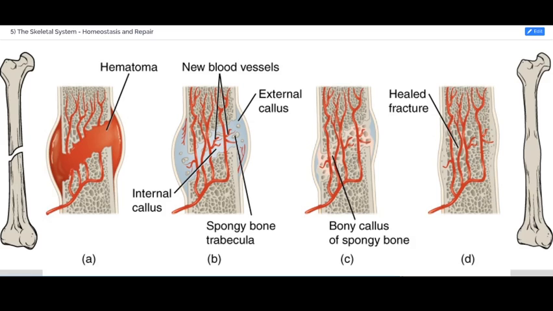Now, in the picture here where the break site was, you can see a little bit of an enlargement, which is going to happen. Eventually that will resorb back to its original shape. That's part of the healing process.